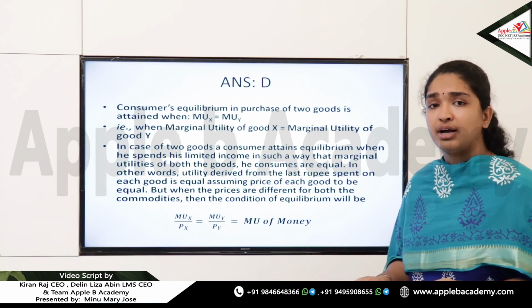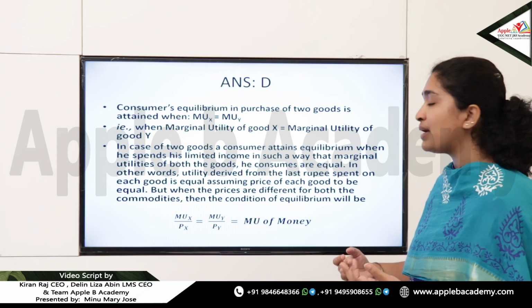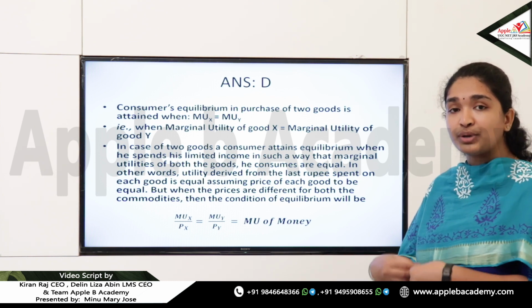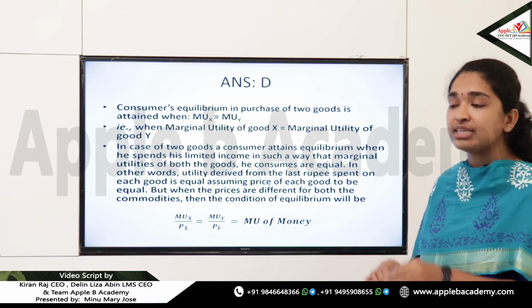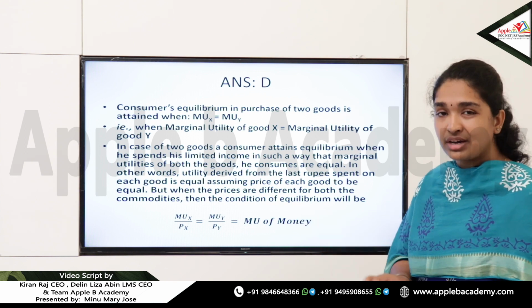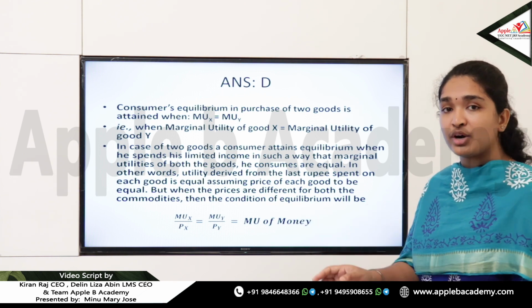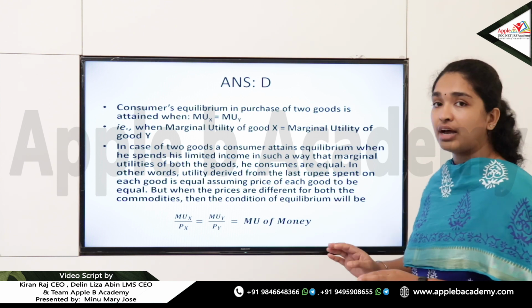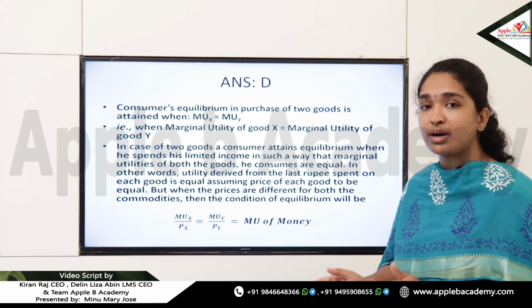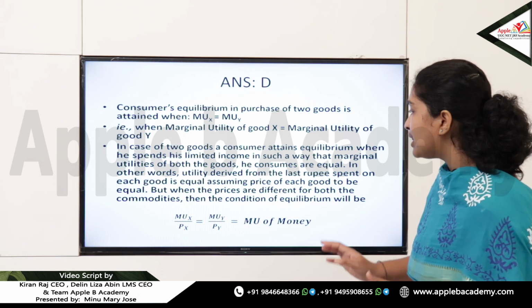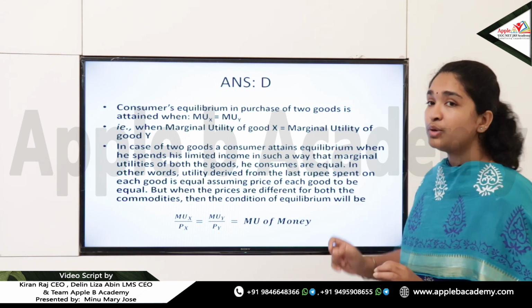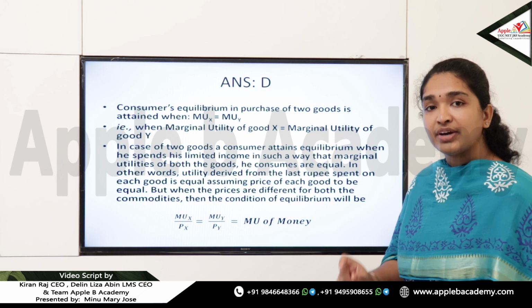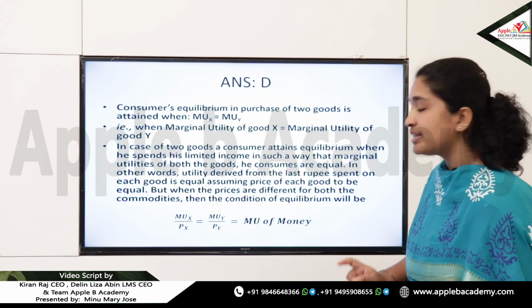So he should spend his income in such a manner that the utility derived from the last rupee he spends on the consumption of both the commodities is equal at the end. It also assumes that the prices of both the commodities are equal. So MUX should be equal to MUY when the prices are equal, but this is not the condition everywhere.